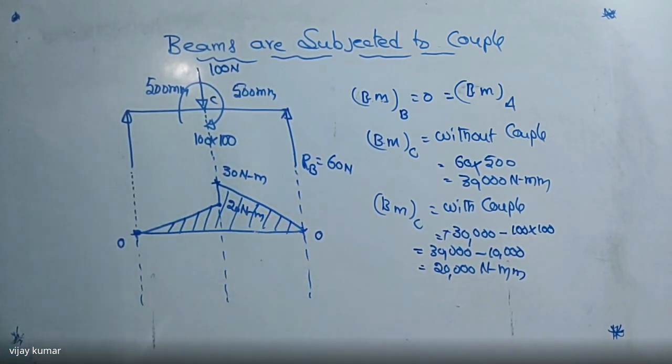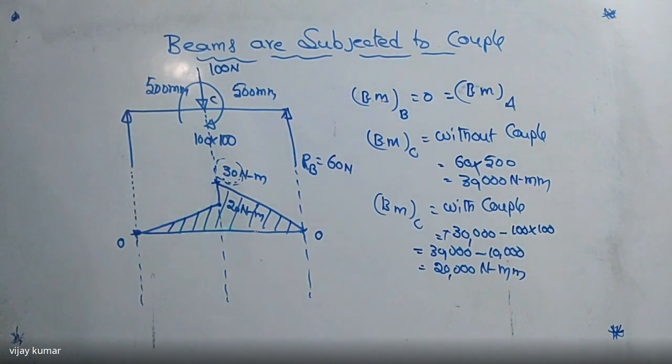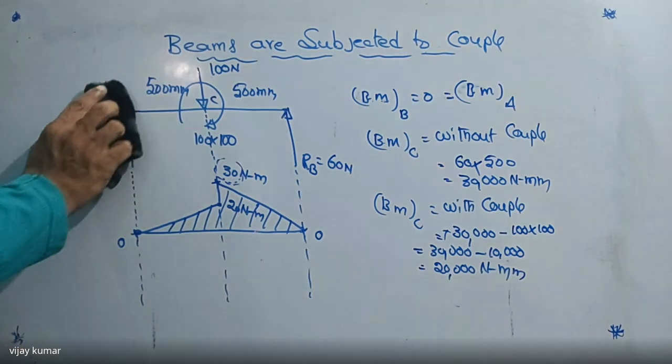Now tell me what is the value of maximum bending moment here? Maximum bending moment is nothing but 30 Newton meter here. Did you get my point or not? So this is the way of drawing the bending moment diagram when the beams are subjected to couple. So I want to give one more problem on the couple. After that, I'll give the explanation about beams subjected to internal hinge, how to draw the shear force and bending moment diagram. Okay, so listen carefully.